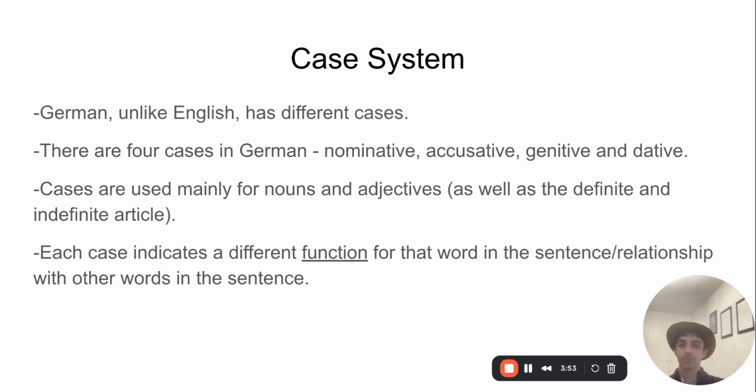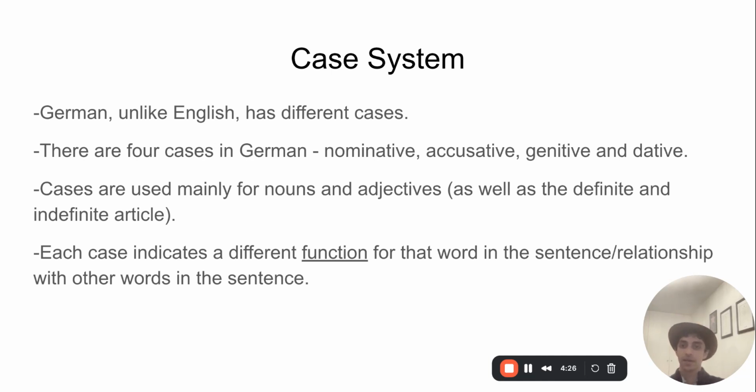So cases are used primarily for nouns and adjectives, and the definite and indefinite article. The definite article is the formal title for the word meaning the, and the indefinite article refers to the word meaning a or an. Both of those, of course, have many different potential forms in German, whereas in English they're far simpler. So all of those can have different cases, and a few other categories of words can have different cases too in German.